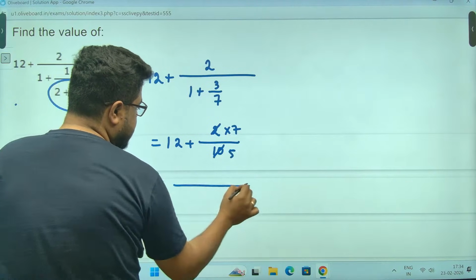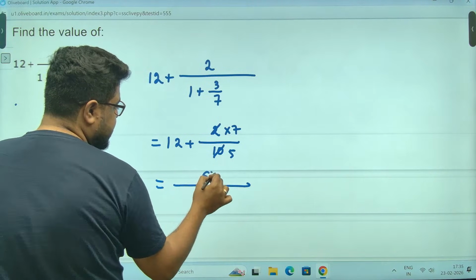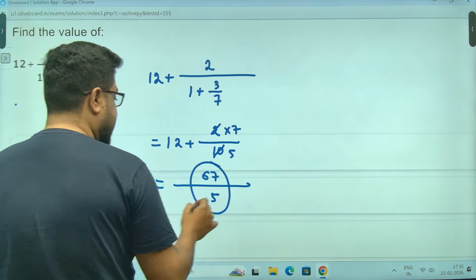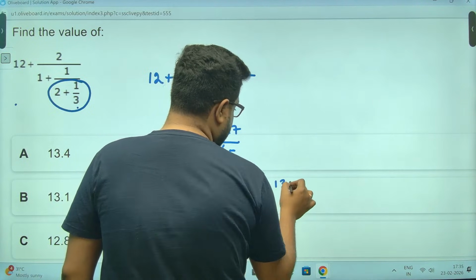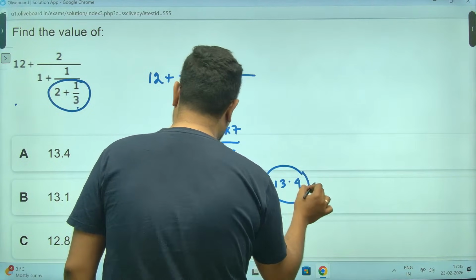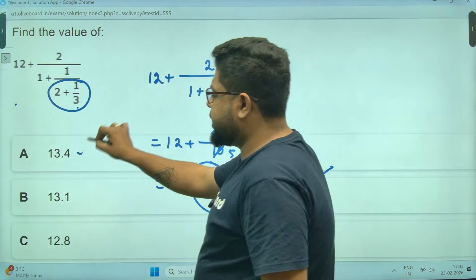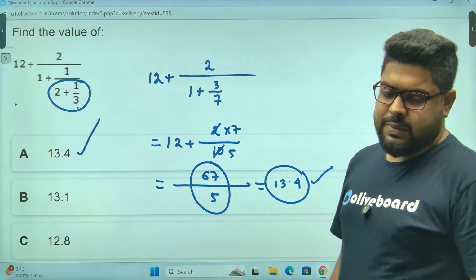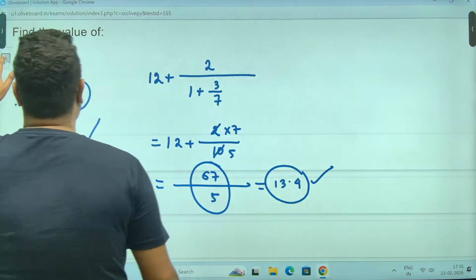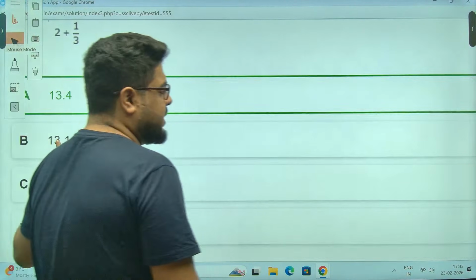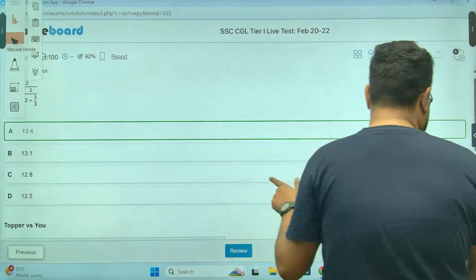Correct? Sir, just calculate 13, 2 by 5. 2 by 5 meaning 0.4. 13.4 is the answer. Option number A. Sir, you see, no need to do a whole lot. And CGL will never ask you something which will take years of your time.